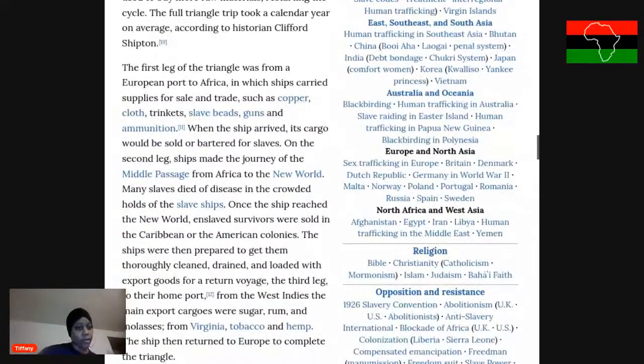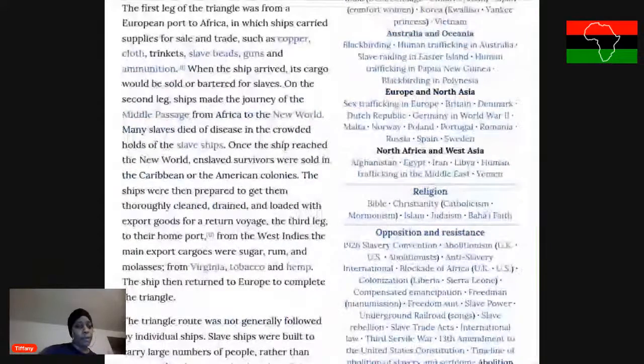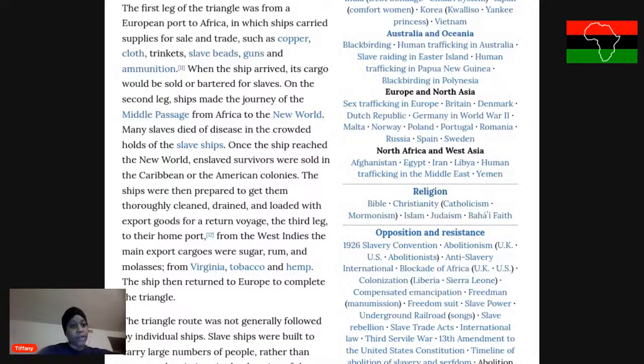The first leg of the triangle was from a European port to Africa, in which ships carried supplies for sale and trade, such as copper, cloth, trinkets, slave beads, guns, and ammunition. When the ships arrived, the cargo would be sold and bartered for slaves. On the second leg, ships made the journey of the Middle Passage from Africa to the New World. Many slaves died of disease in the crowded holds of the slave ship.